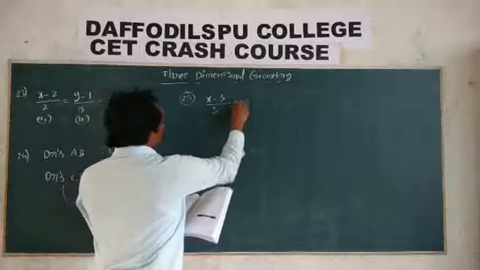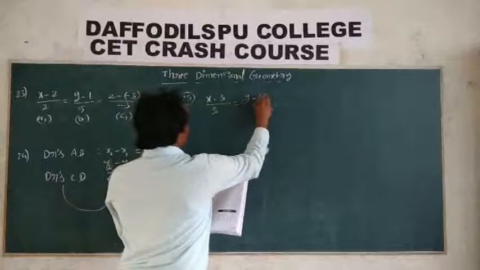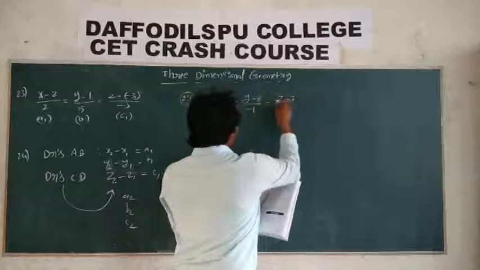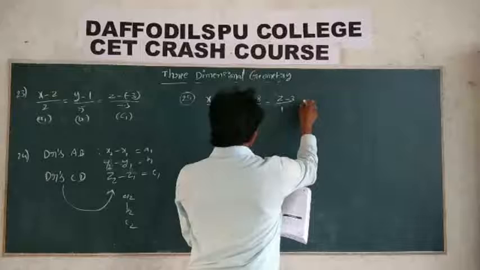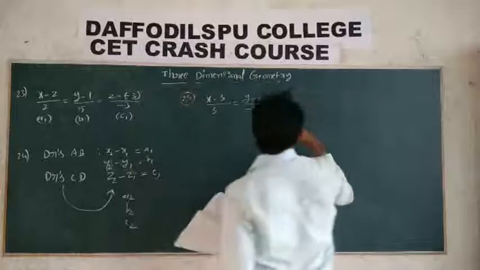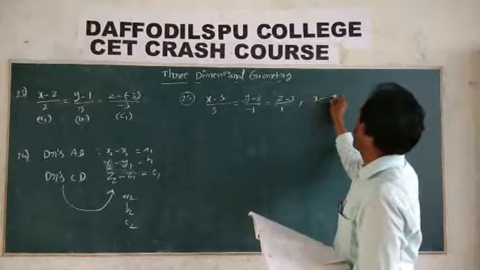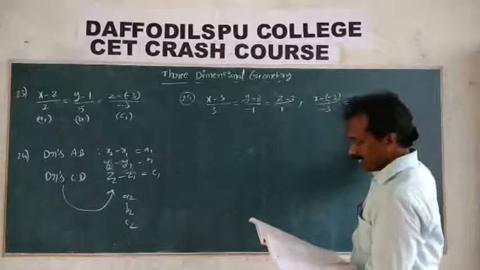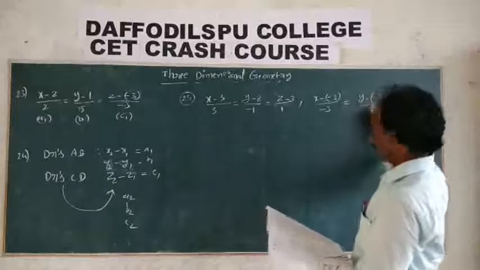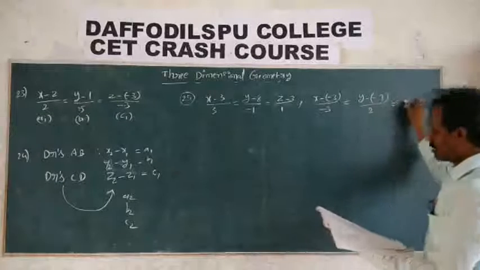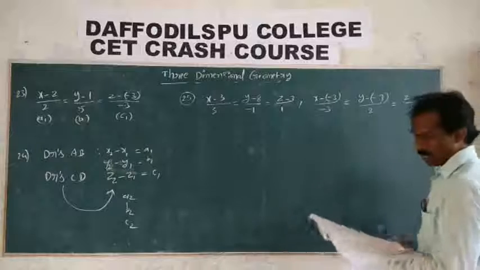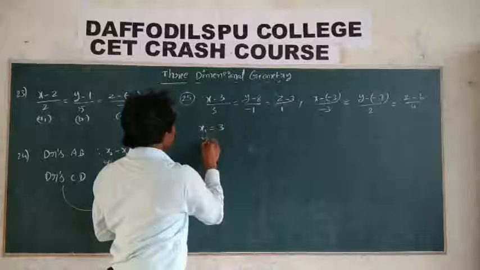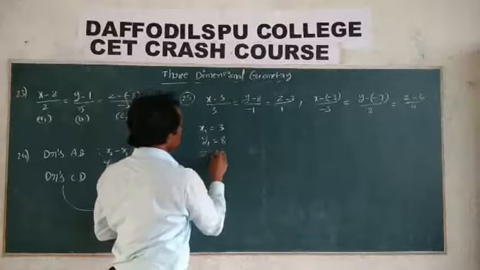X minus 3 by 3, y minus y1 by minus 1, z minus z1 by c1. That is nothing but c1. And x minus of minus 3, x plus 3, it can be written as minus 1 into minus 3 divided by minus 3. Next y minus of minus 7 divided by 2. Next z minus 6 by 4. Right, so these are x1. x1 is equal to 3, y1 is equal to 8, z1 is equal to 3.